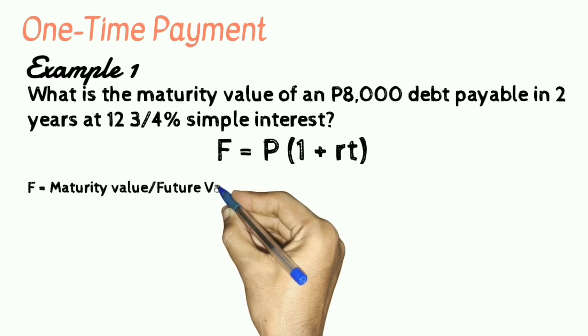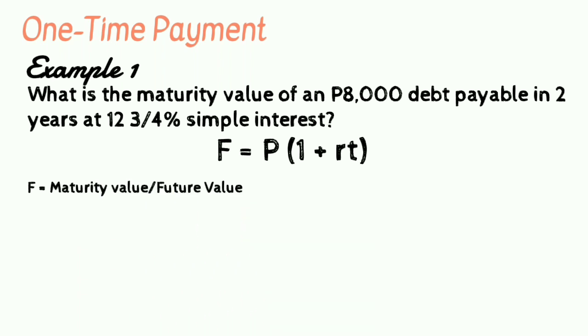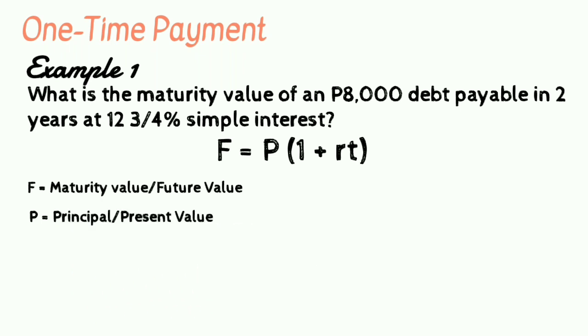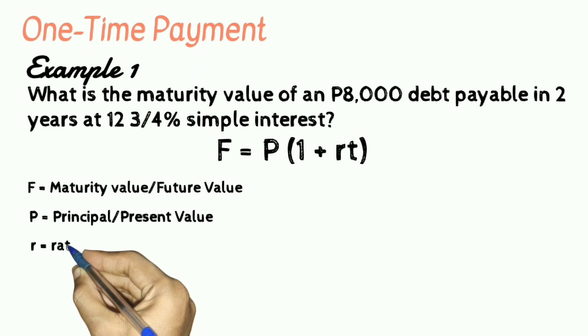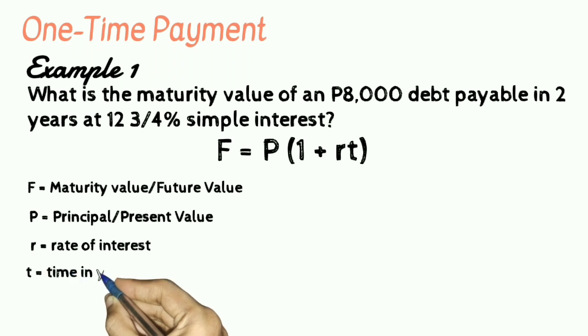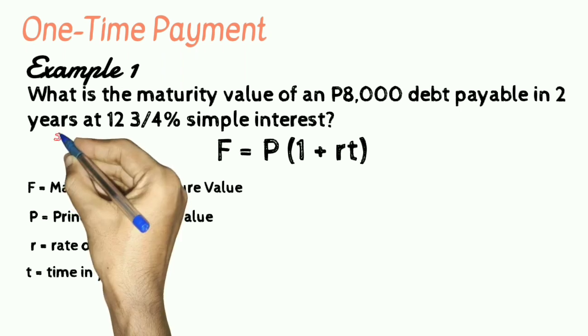F stands for future value or maturity value. P stands for principal or present value. R stands for rate of interest. And T stands for the time in years. The principal is 8,000 pesos. The time is 2 years. And the rate of interest is 12 3/4%.